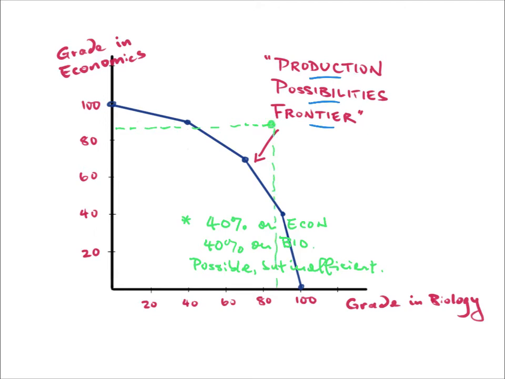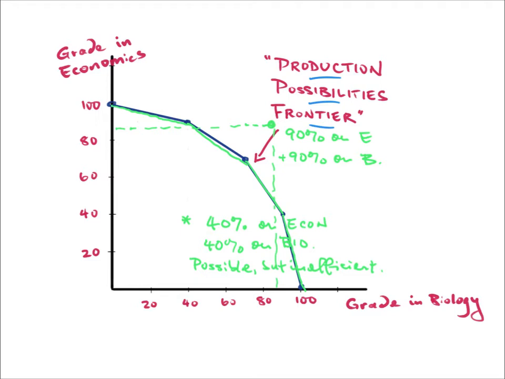Okay, here, 90% on econ and 90% on biology, that's simply not possible. It's unattainable. It would require spending 3 hours studying each subject, 6 hours total, and the student doesn't have that much time tonight. But the points exactly on this border, those are the limits to what the student can produce. Those are the efficient decisions. Does that make sense?